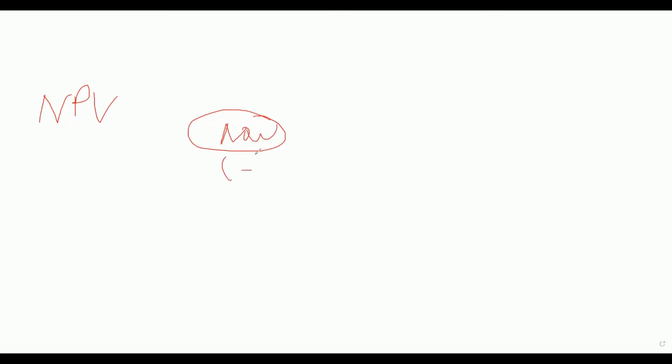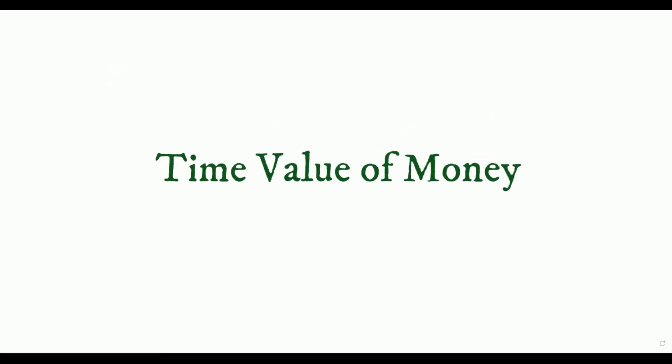So this is basically a negative amount compared to what we are expecting to get in the future based on the present value of the cash flows that we see. And we're going to work on an example that is related to the concept later on in the video. It is important to go over the concept of time value of money.